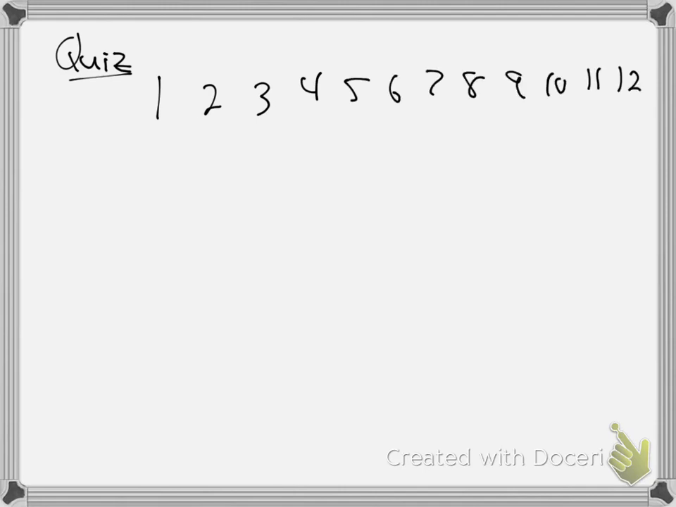So here's the quiz question. We have 1, 2, 3 on the laptop here, 1, 2, 3, 4, all the way to 12. 5, 6, 7, 8, 9, 10, 11, 12. And then A is here, C and D are here. B is between 3 and 4.